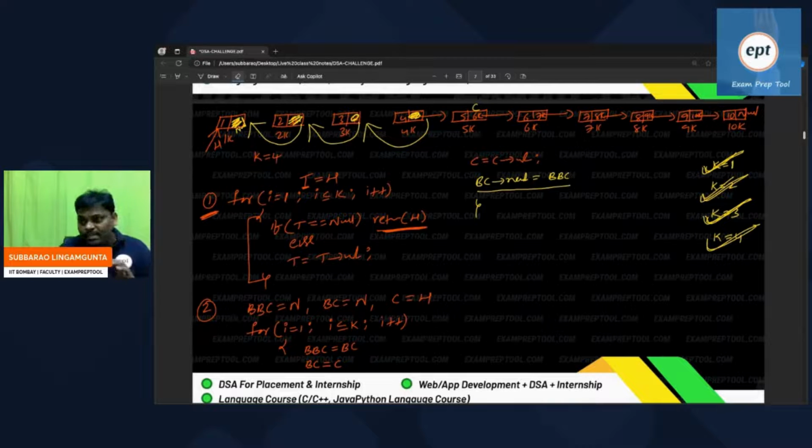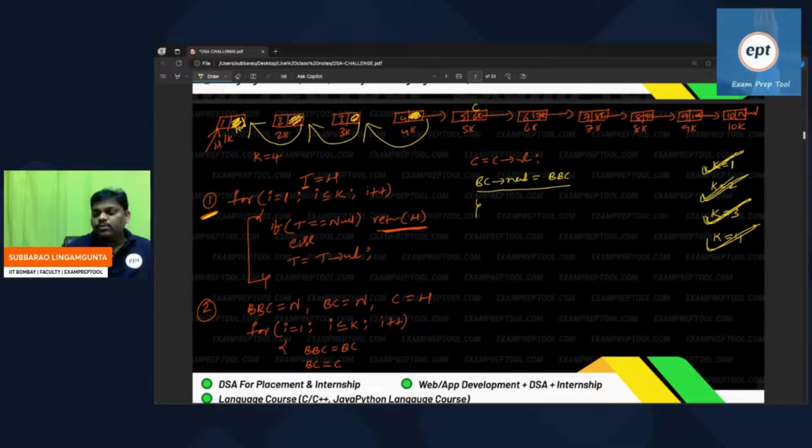You may ask, sir, what is the purpose of the first step? It is just identifying whether K people are there or not. Okay, K people are there. Then what is the second step, sir?